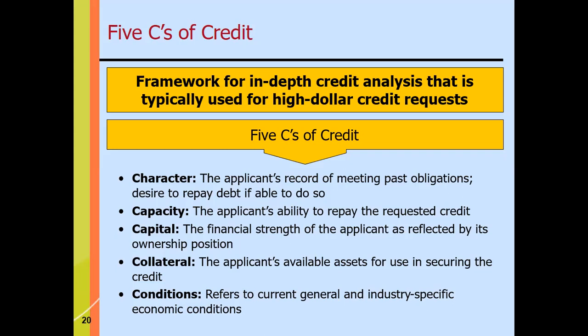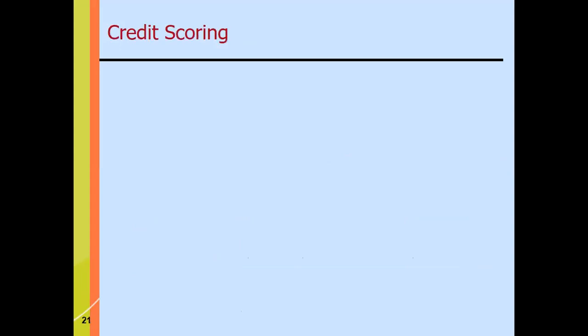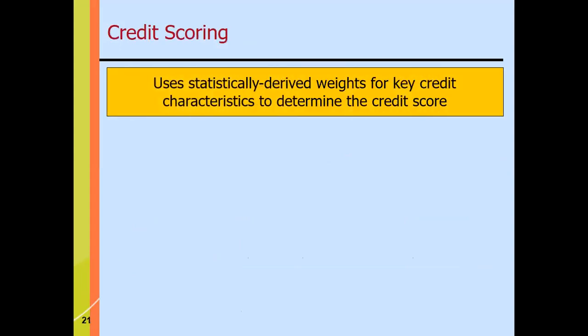And this refers to current general and industry specific economic conditions like the inflation rates, the levels of unemployment, etc. Then credit scoring is all about providing weights which are statistically derived for credit or key credit characteristics to determine the credit score. And by credit scoring, we will be able to assess if this particular applicant or prospective client or customer can pass our standards.